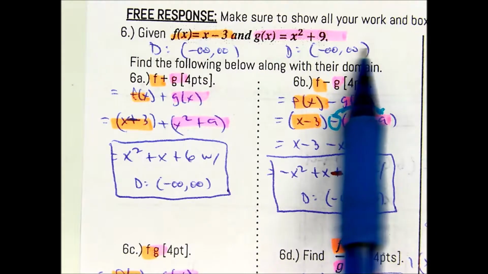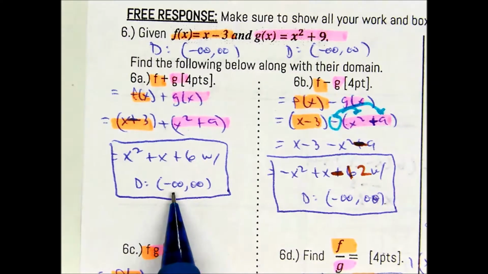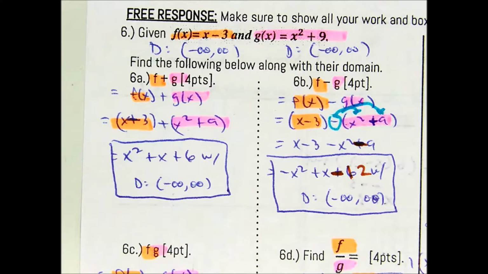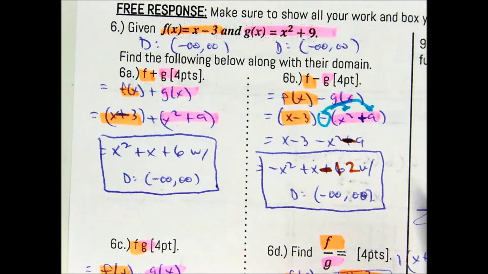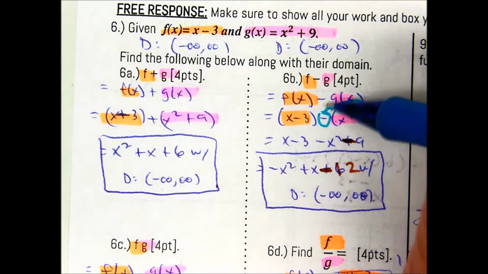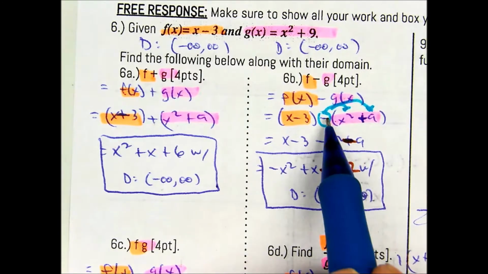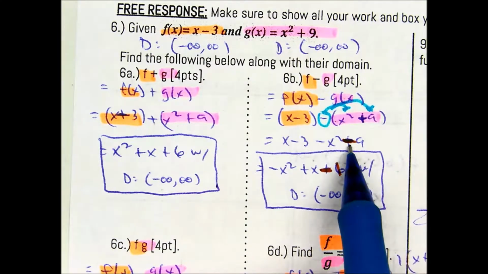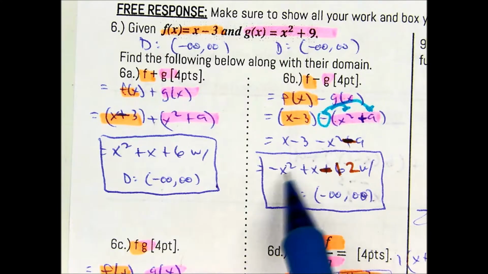For question number B, remember the substitution is in parentheses, and when you have the subtraction sign, it's a -1. So you have to distribute. That would become negative x squared, and this would become a -9. When you combine like terms, you get negative x squared plus x minus 12. Same thing with the domain of negative infinity to positive infinity.